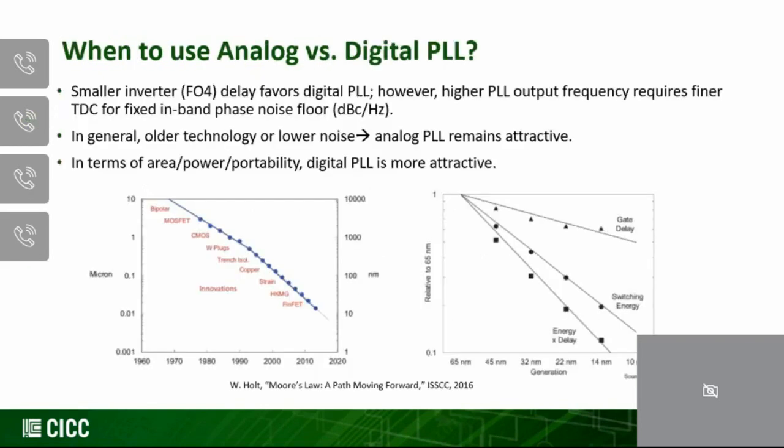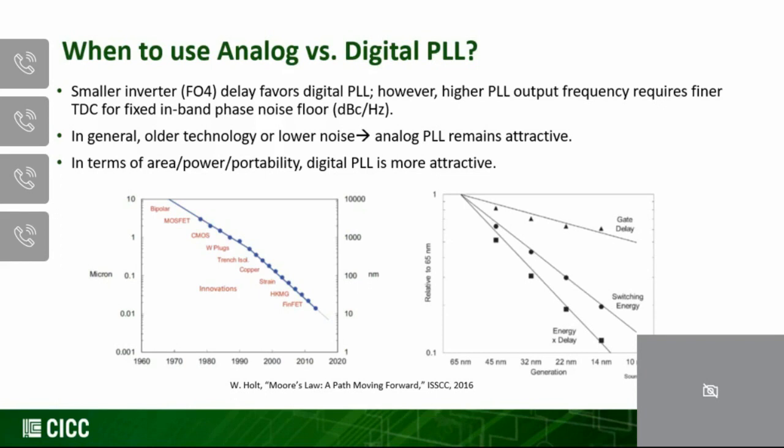Okay, so now that we have already overviewed the high-level architecture of the analog and digital PLL, the next practical question that we need to ask ourselves is, which one should I use? And that really depends on what technology you have and what PLL specification you are facing. For example, if the technology that you are using is very fast, which means that you have a very small inverter delay, then I would say that digital PLL presents a very promising solution.